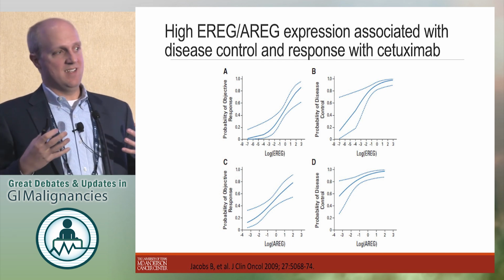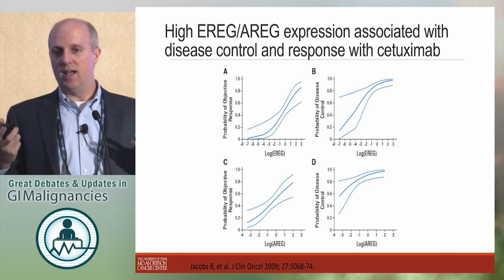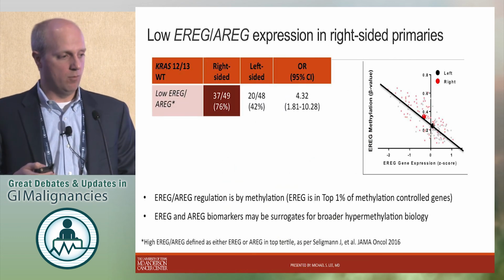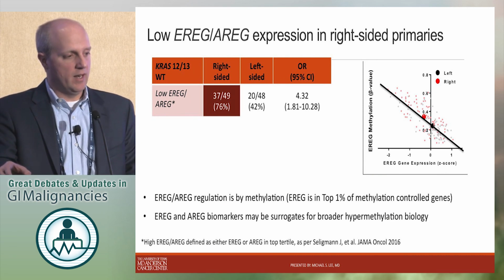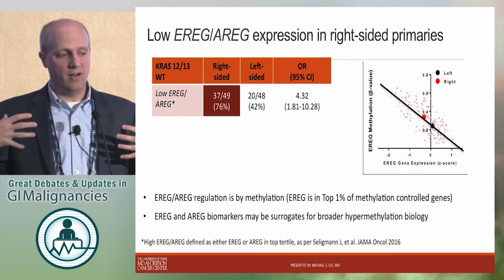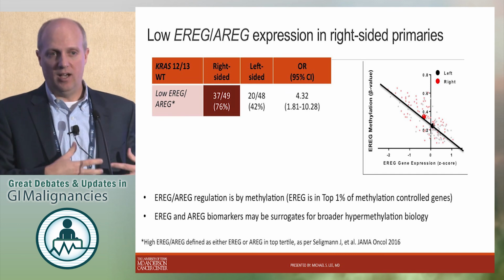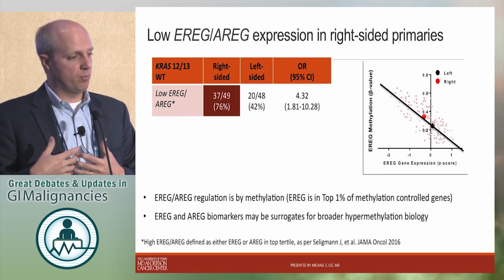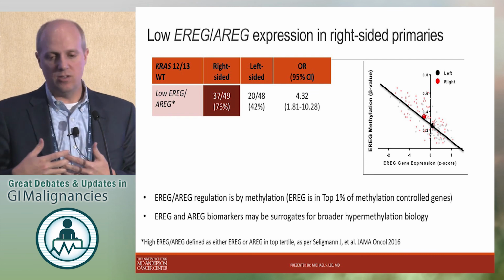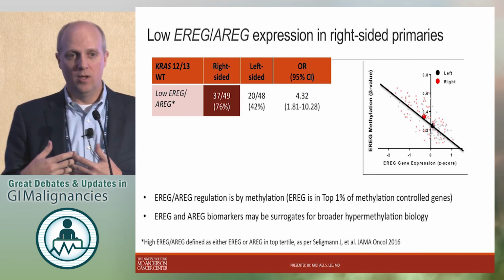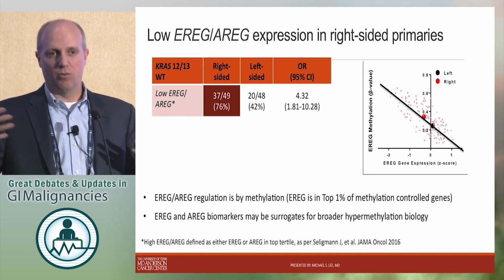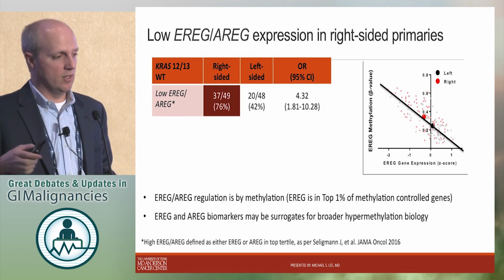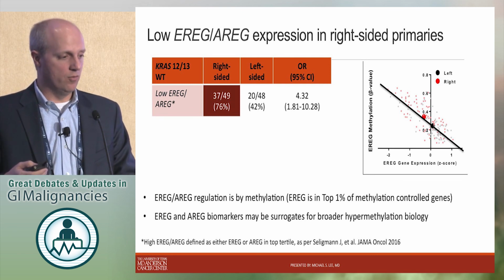So the question is, how does this biology that we've known about for a bit of time overlap with sidedness? Well, it actually turns out that this Epiregulin and Amphiregulin expression is really higher in the left side, right? And that there's very low expression of these genes in the right side of tumors. So again, another alignment of this simple left-right biology with what has been a very compelling and interesting biomarker study over the years.